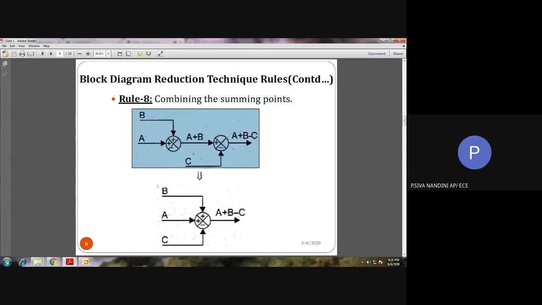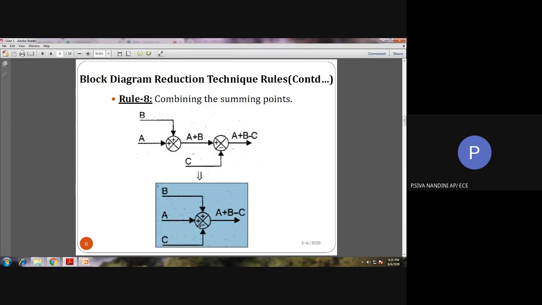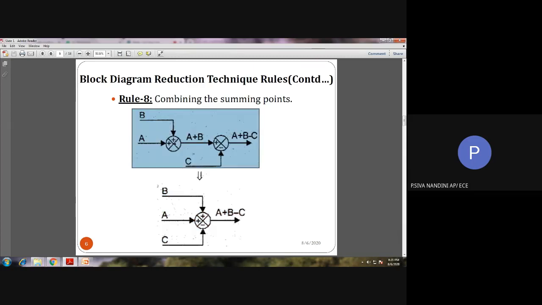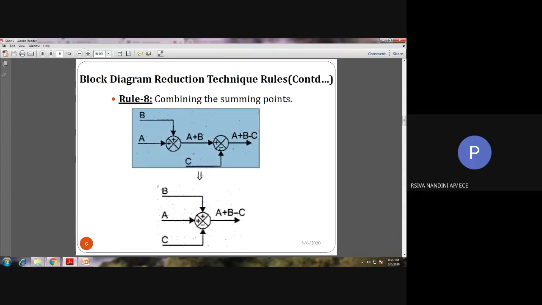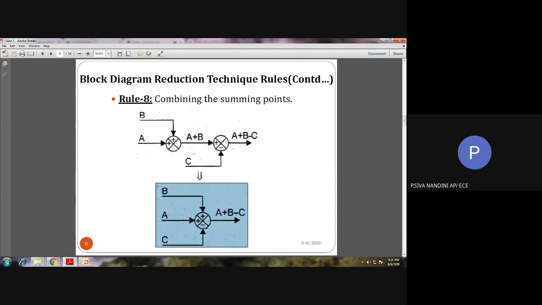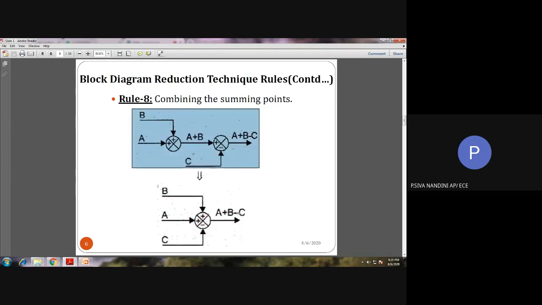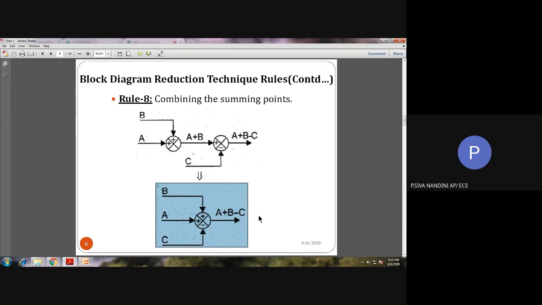positive sign. See here, B is fed with positive sign, and C is fed with negative sign. So the resultant is A plus B minus C. See here, in both the cases, the output is A plus B minus C. Okay, like this we can combine the summing points.